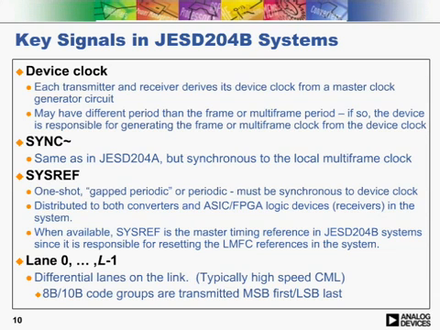Again, new in the 204B standard is the optional sysref signal. This is responsible for resetting the device clock dividers to ensure deterministic latency in the system. And as I mentioned, it can be one-shot, gapped periodic, or periodic, and it is distributed to both the converters and the receivers in the system. When used, it is the master timing reference. And just as in 204A, the lanes are defined from lane 0 to L-1, and they use high-speed CML.